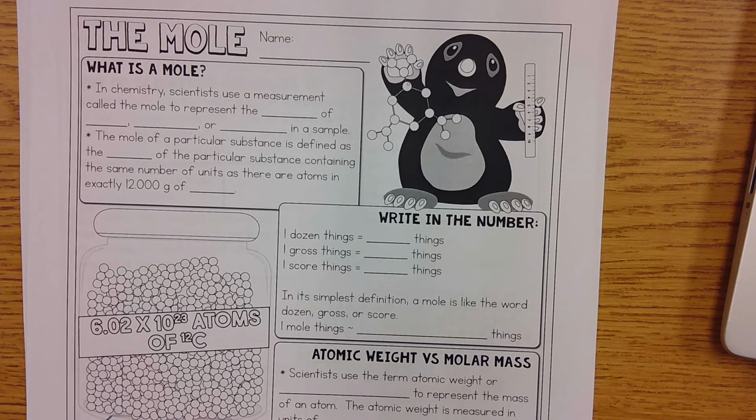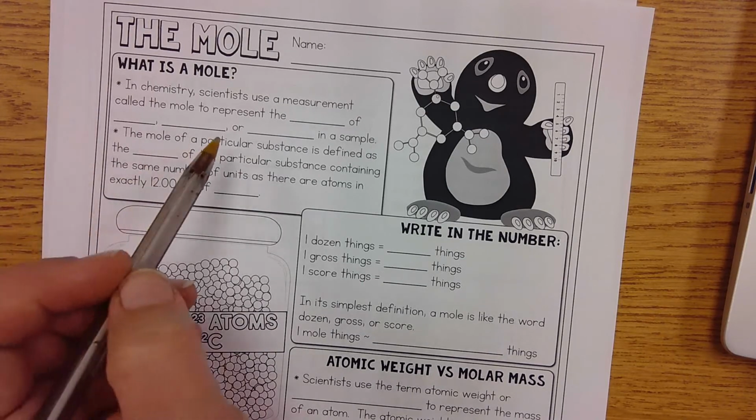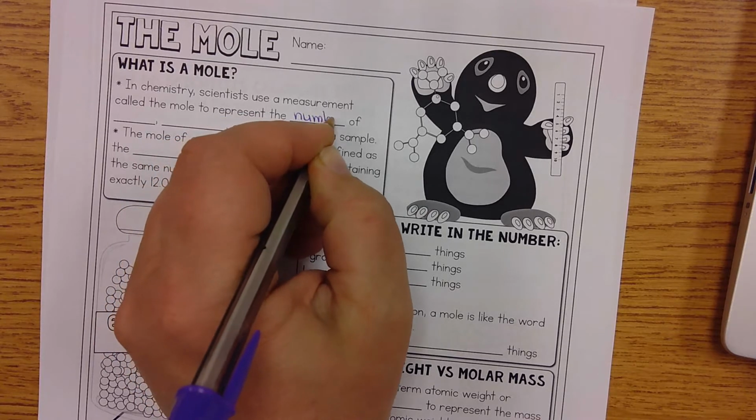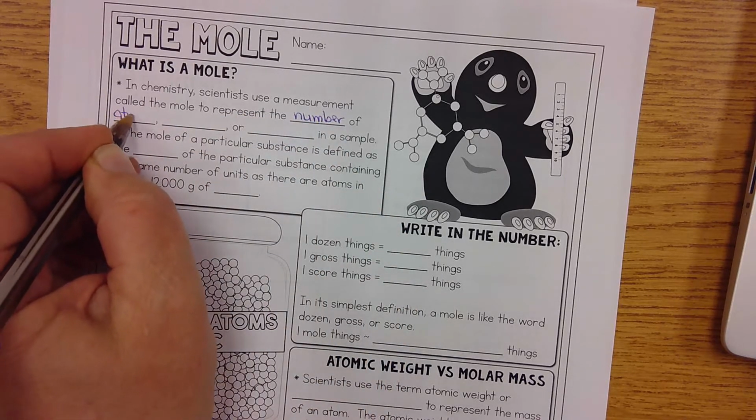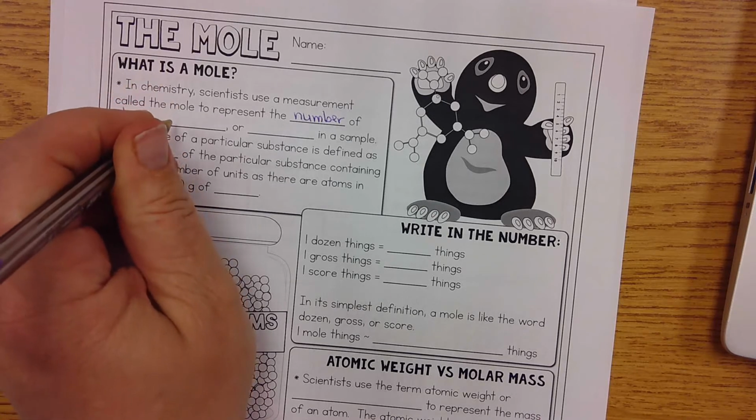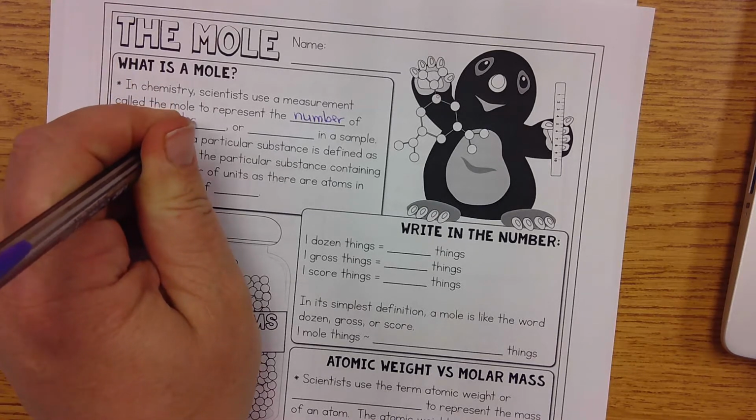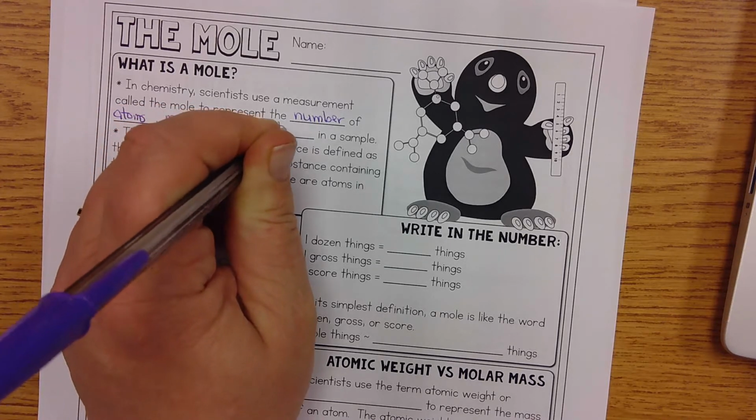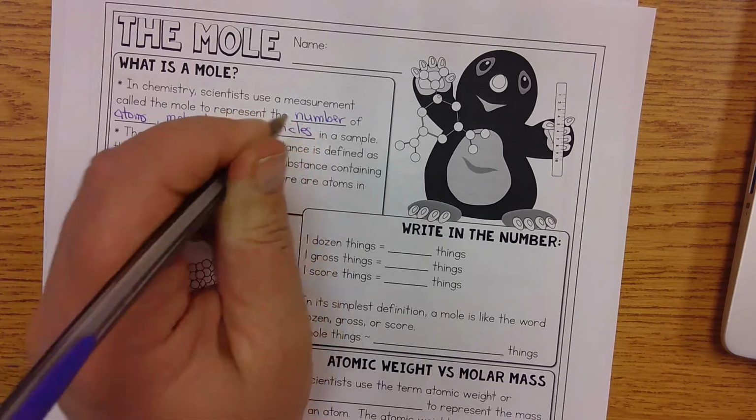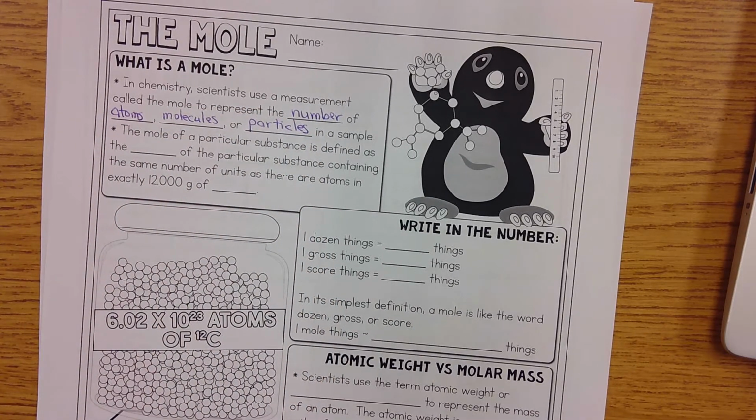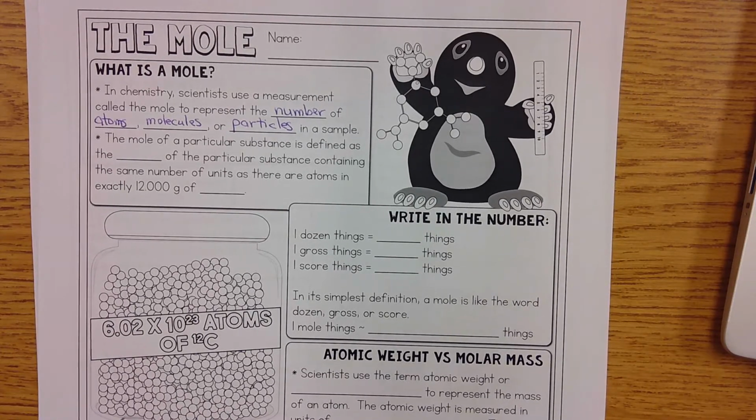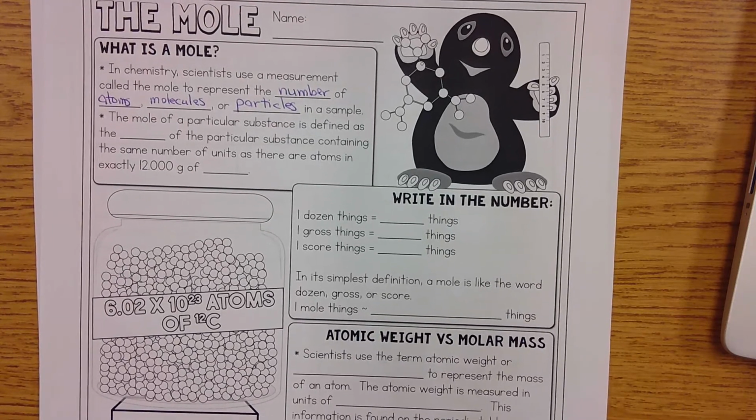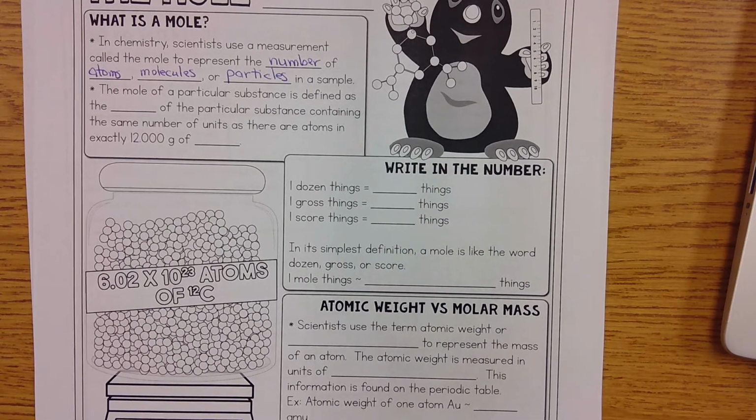something like that. So anyway, in chemistry, scientists use a measurement called the mole to represent the number of atoms, molecules, or particles in a sample. If we tried to count the number of atoms in something, it is far too numerous to even come close to thinking about trying and counting, right? So we use the mole to make it easier to talk about how many atoms are in something or how many molecules are in something.